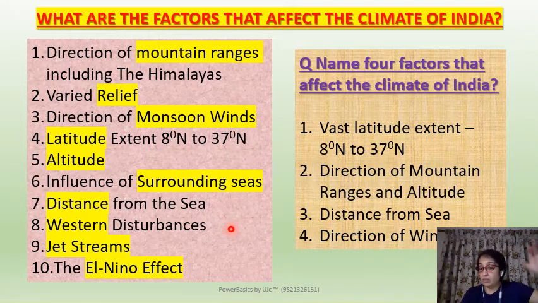Western disturbances, which are the disturbances in the Mediterranean Sea area. It's very important to know. Jet streams and the El Nino effect. So, name 4 factors that affect the climate of India. Pick up from these and put it there: vast latitudinal extent, 8 degrees north to 37 degrees north; direction of mountain ranges and altitude; distance from the sea; and direction of the winds, the monsoon winds. Learn these up, please. The question is going to come like this. I put all the points on this side for you to pick up any 4 and learn them.